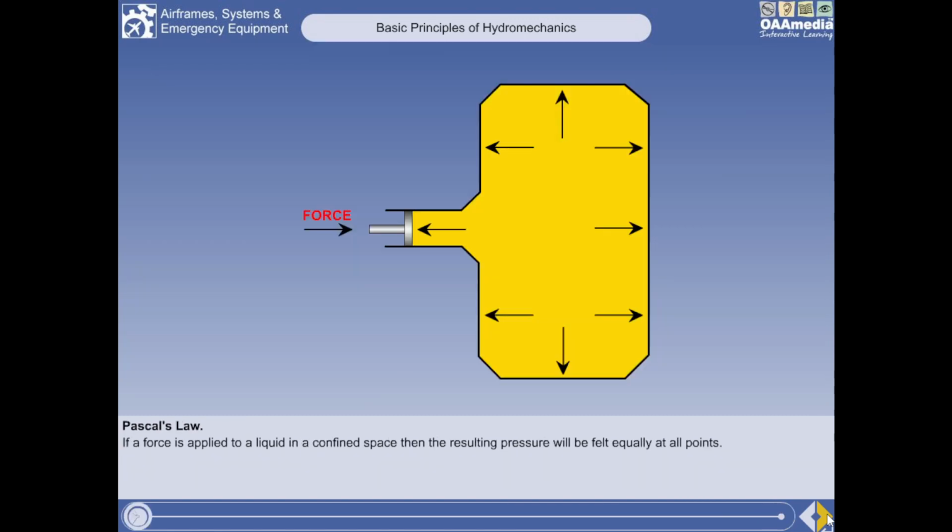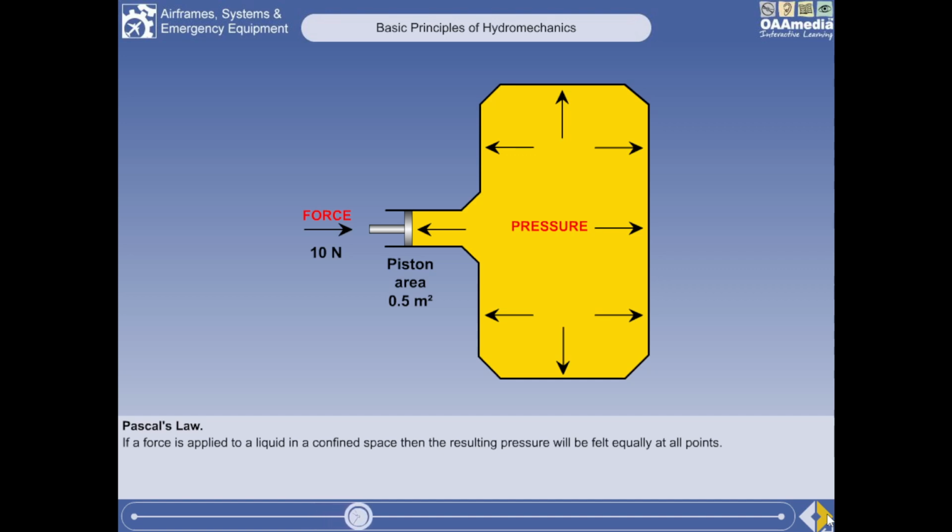Let us now go back to Pascal's law. Pascal stated that if a force is applied to a liquid in a confined space, then the resulting pressure will be felt equally at all points.